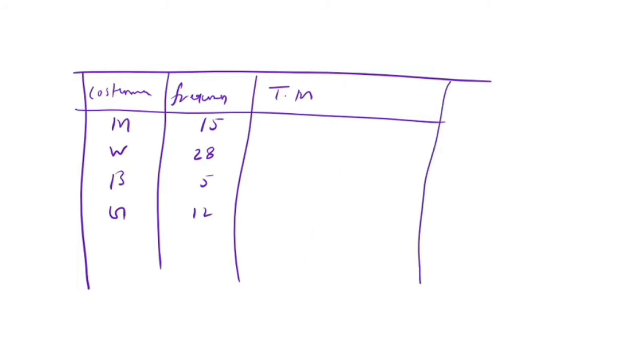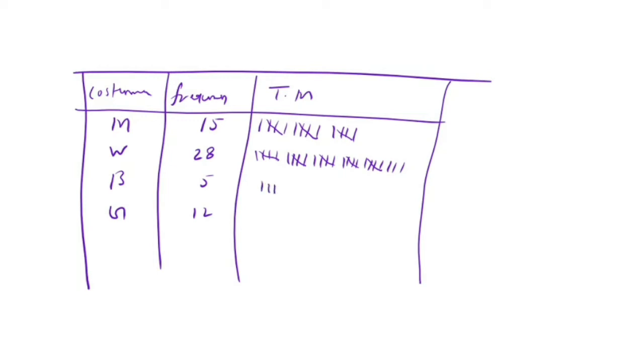Now, how do we represent 15 in terms of tallymarks? 1 2 3 4 and 5, 1 2 3 4 and 5, 1 2 3 4 and 5. So there are 15. Now 28: groups of 5 make 20, then 25, 26, 27, 28. So this is 28. Now here is 5 only.